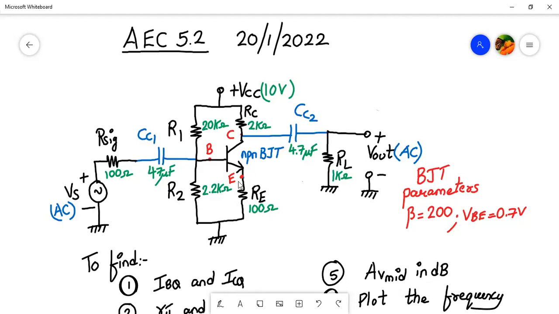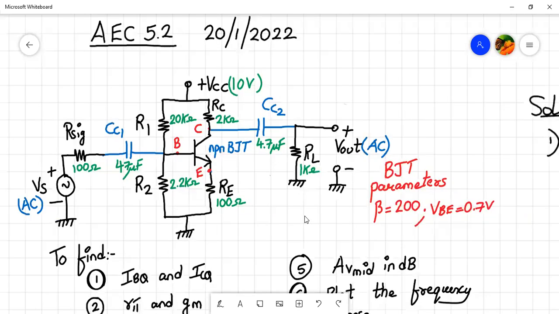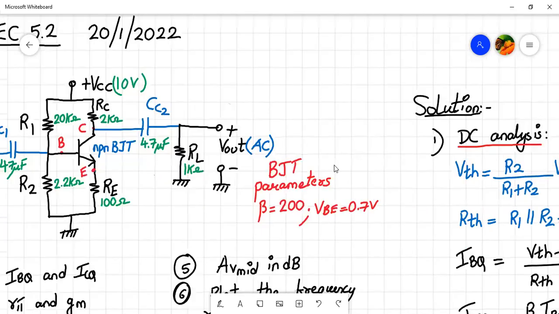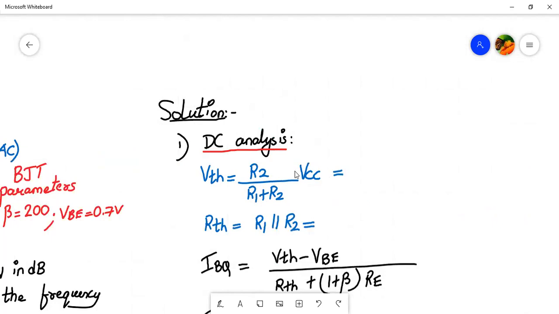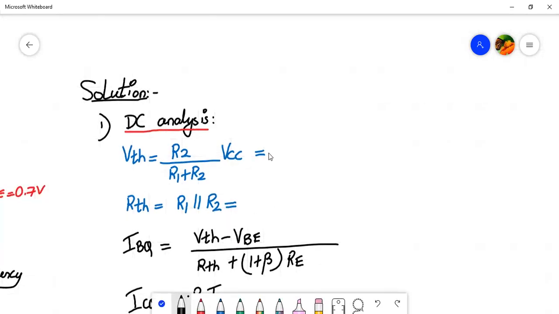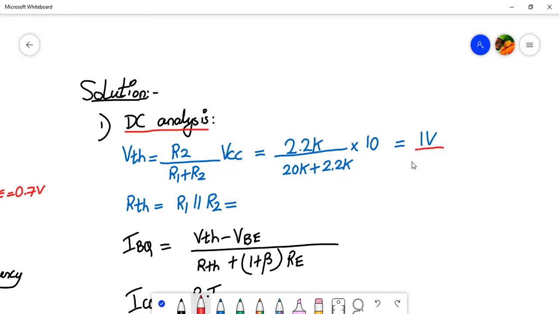Okay, so these are the values of resistors and capacitors inside the circuit, and beta value is 200, VBE is 0.7. So let us start with calculating VTH. So VTH is R2 upon R1 plus R2. So that will be 2.2 kilo ohms divided by R1 value is 20K, so 20K plus 2.2 kilo, into 10. VCC value is 10. And this value comes out to be close to 1 volt. Okay. So this value comes out to be 1 volt over here.